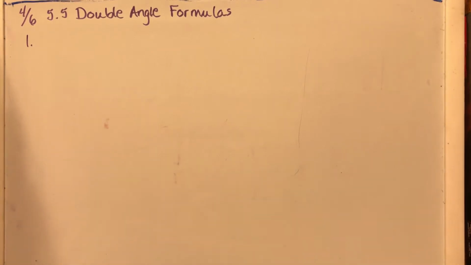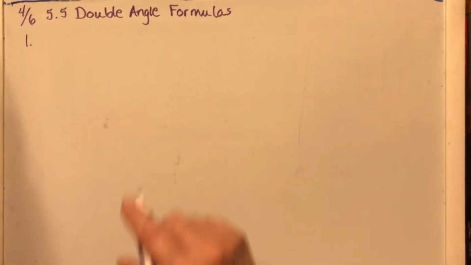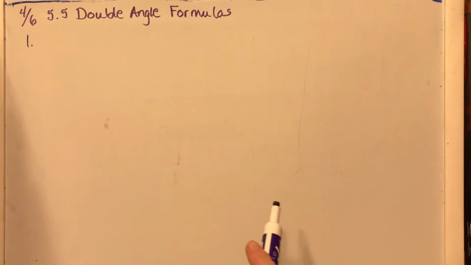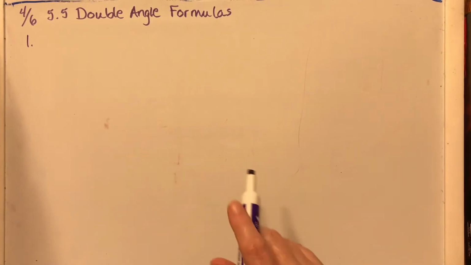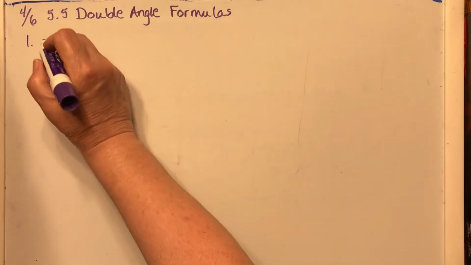Hi everybody. So we're starting in Chapter 5, Section 5 today in Pre-Calculus. It's April 6th, and these are the double angle formulas. So we're going to look at three different formulas, one for sine, one for cosine, one for tangent.